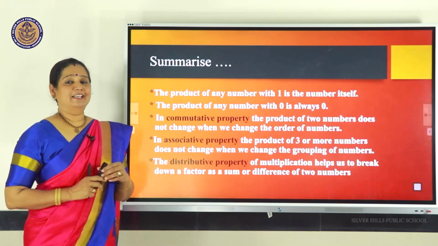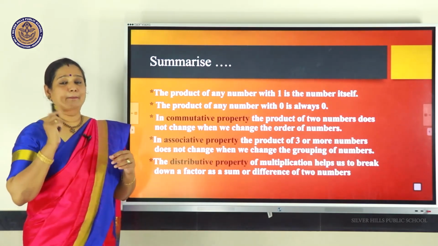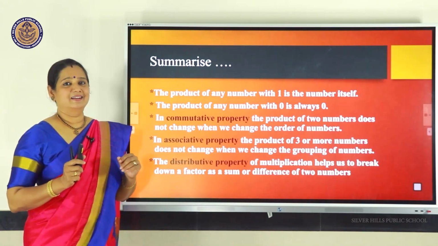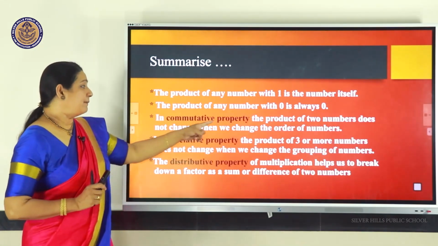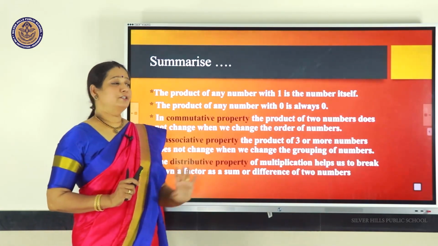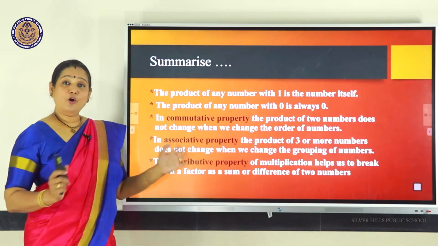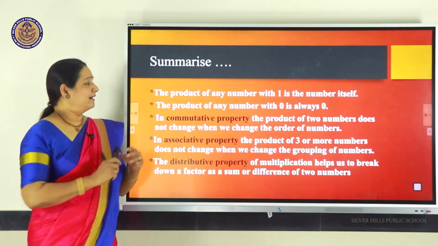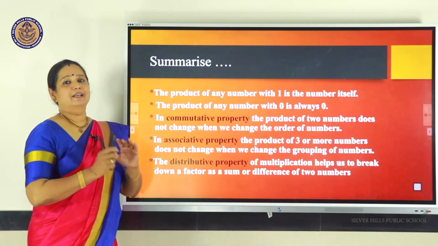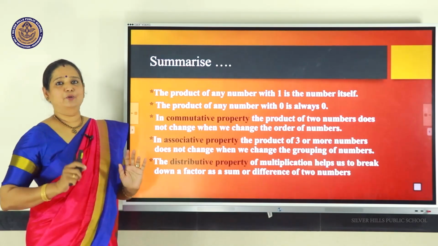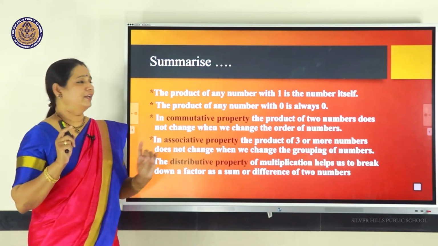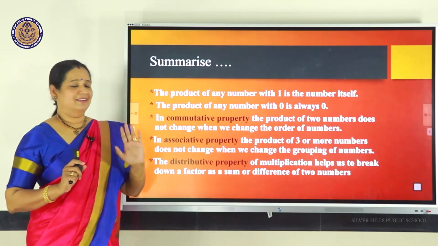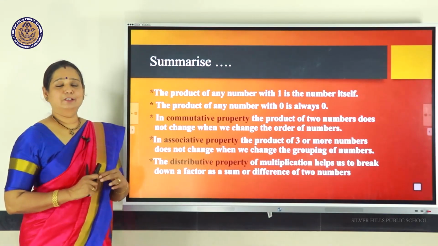Now, the third is our commutative property. I told you one secret to memorize commutative property. Think, move. In commutative property, the product of two numbers does not change when we change the order of the numbers. Here, when you move the order of the numbers, the product will be same. That's why I told you move. Secret code for commutative property is move. Is it clear?